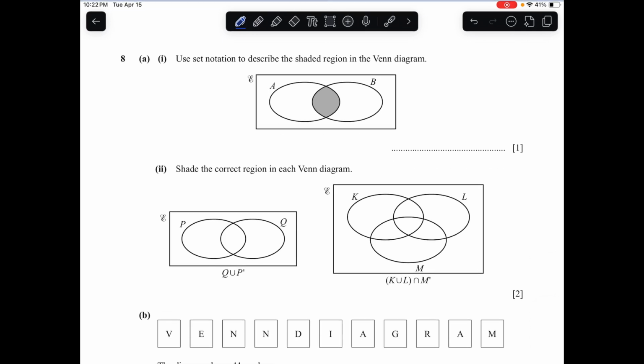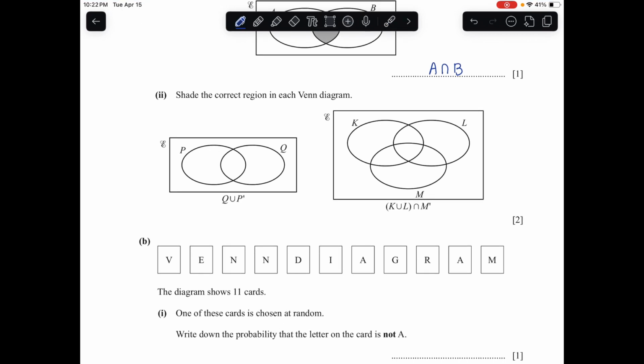Next question over here. Use set notation to describe the shaded region in the Venn diagram. So I can see that A intersection B has been shaded. The middle part represents the intersection. What if all of this was shaded? Then that would have been the union. Alright.